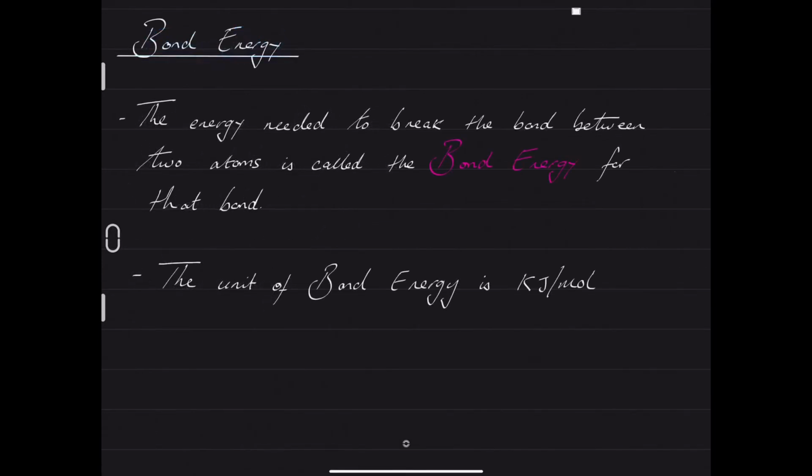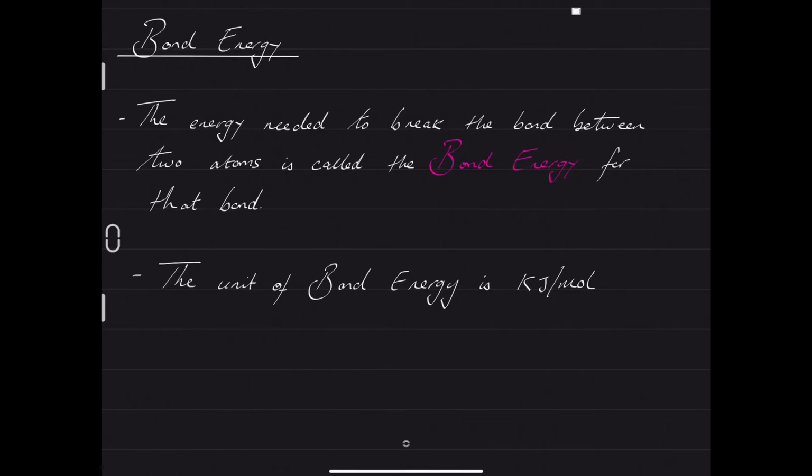Now let us define what bond energy is. The energy needed to break the bond between two atoms is called the bond energy for that bond. So we are going to be dealing with various types of bond energies, and you'll be given various values for bond energy. Now, bond energy is the energy needed to break the bond between two atoms.